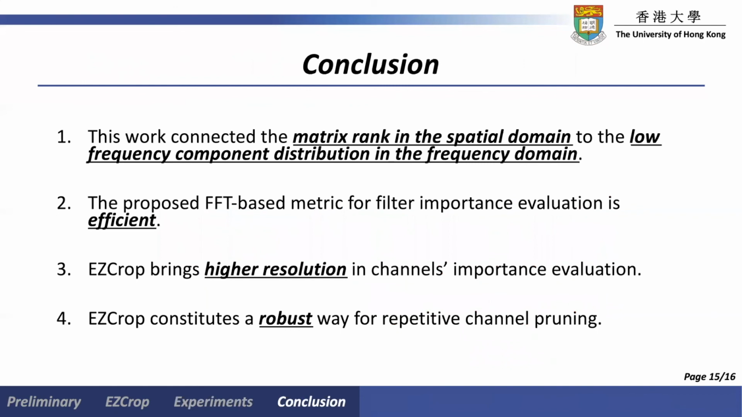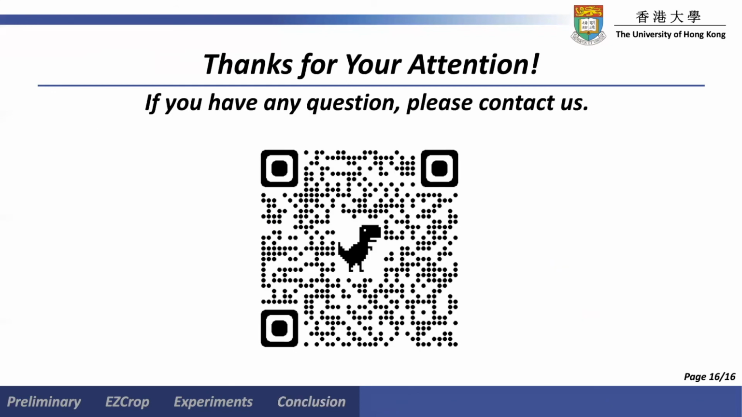In conclusion, this work connected the matrix rank in the spatial domain to the low frequency component distribution in the frequency domain. Second, according to our time comparison experimental results, the proposed F50-based metric for filter importance evaluation is efficient. Third, EZCrop brings higher resolution in channel importance evaluation compared with the rank-based metric. Fourth, EZCrop constitutes a robust way for repetitive channel pruning, which is verified by the repetitive pruning experiments and the STD analysis.